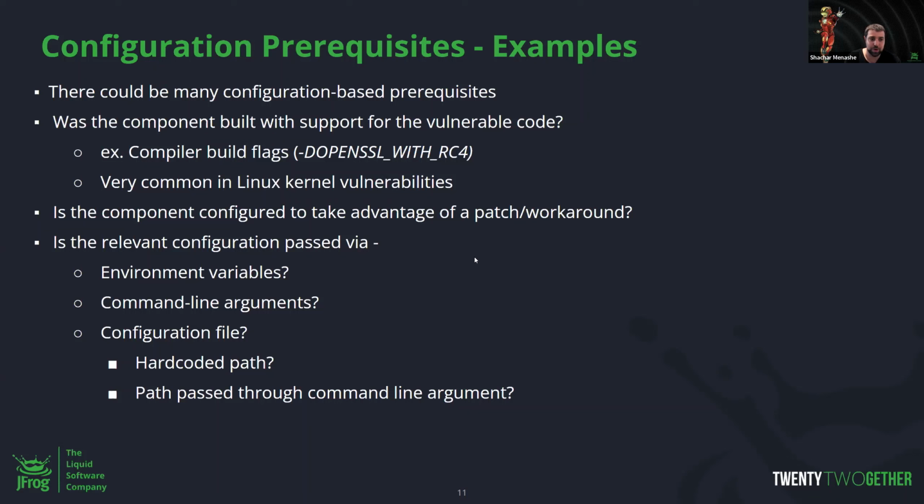When we're looking at configuration values that enable the vulnerable functionality or not, we actually have to look at many different places. The configuration might be fed through environment variables, it might be fed through command line, and it might be fed through a config file like we saw in the Cassandra example. But even in a config file, it might be through a hard-coded path, or it might be through a path that you specify through a command line or environment, etc. So there's a lot of nuance to what you have to look for.